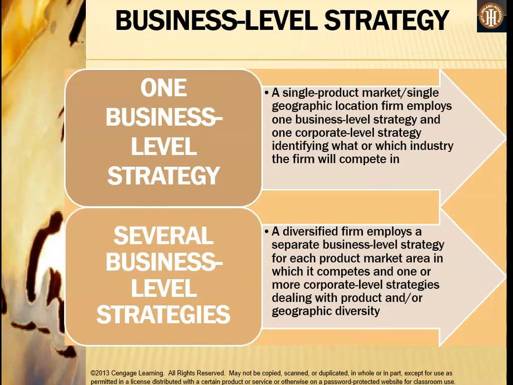A firm may have one business level strategy or several business level strategies. One business level strategy is used for a single product market or a single geographic location, where the firm is employing one business level strategy and one corporate level strategy, and they're identifying which industry the firm will compete in. A diversified firm employs a separate business level strategy for each product market area in which it competes, and one or more corporate level strategies dealing with product or geographic diversity.